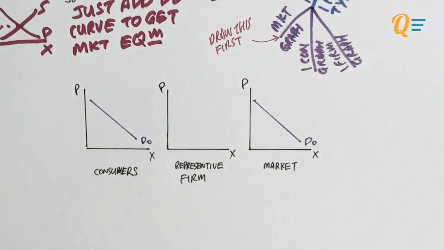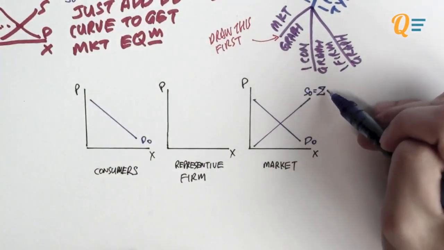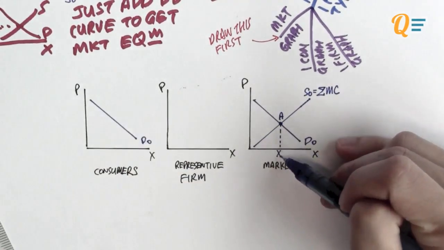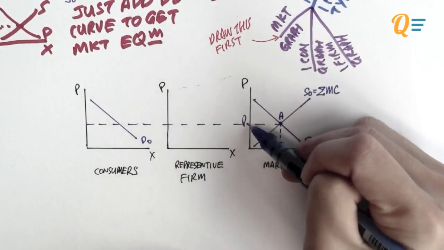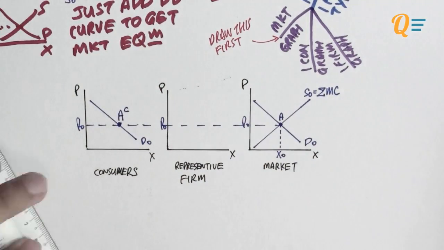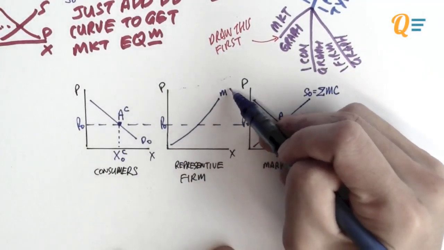So that's the demand curve for the market, which is also the demand curve for all the consumers. And you have the supply curve, which is the sum of all the marginal cost curves. So the market equilibrium is at point A, and market equilibrium quantity is X naught. Market equilibrium price is P naught. So here we have got the consumer's demand, which is X naught C.